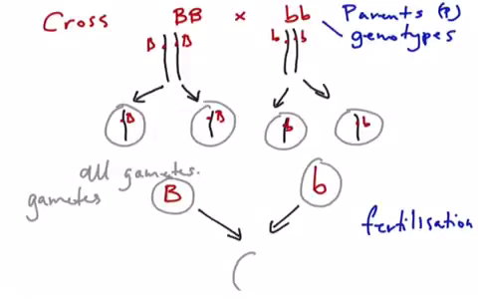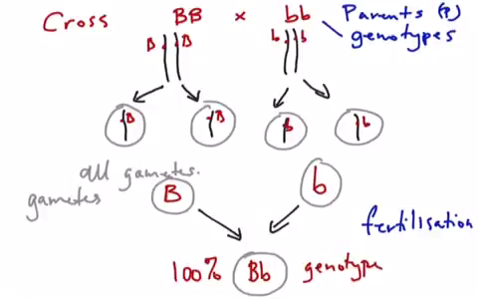So every mouse produced from this cross must contain a big B and a little b. So the genotype is big B, little b. 100% of the offspring will be big B, little b. This is the genotype. And the phenotype, what will it look like? Of course, it will be 100% black coat colour.